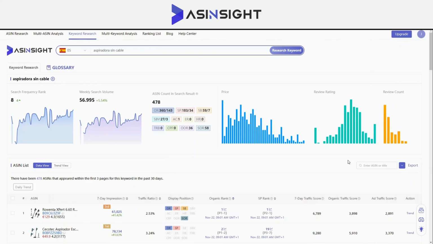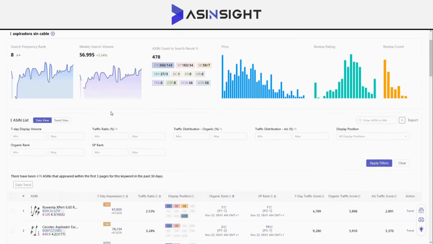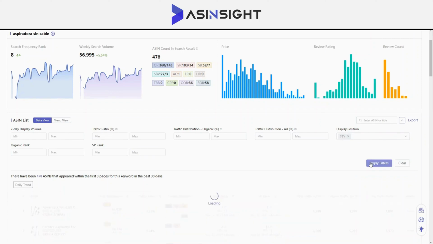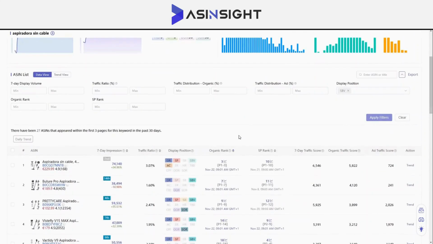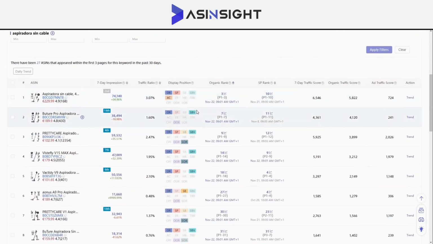review counter, etc. And then we have 3,000 filters to extract more specific data. This, for example, is very interesting because if I want to do a search for who my competitors are at the sponsored products level, I can take sponsored products here, or I can take the sponsored brand or sponsored brand video ones here and see which products are running sponsored brand video ads. And if I see that they are products from my competitors, then maybe I would be interested in running a campaign for this. I have the Butcher one, the Pretty Care one, the Vistafly one, the Bactidi one.